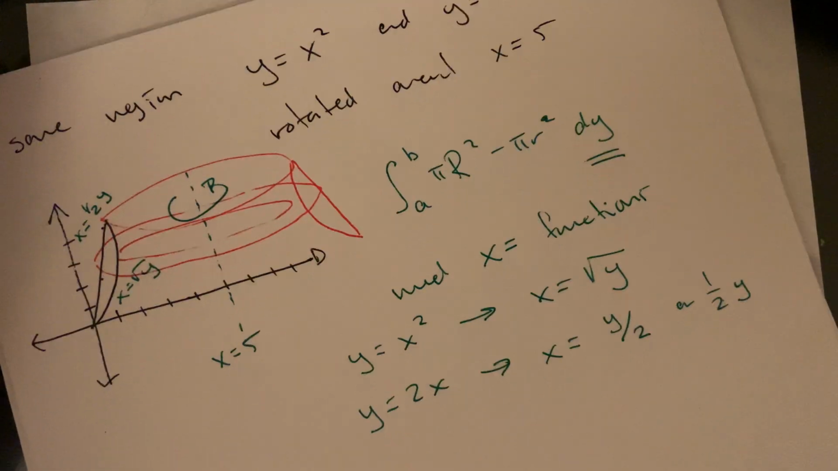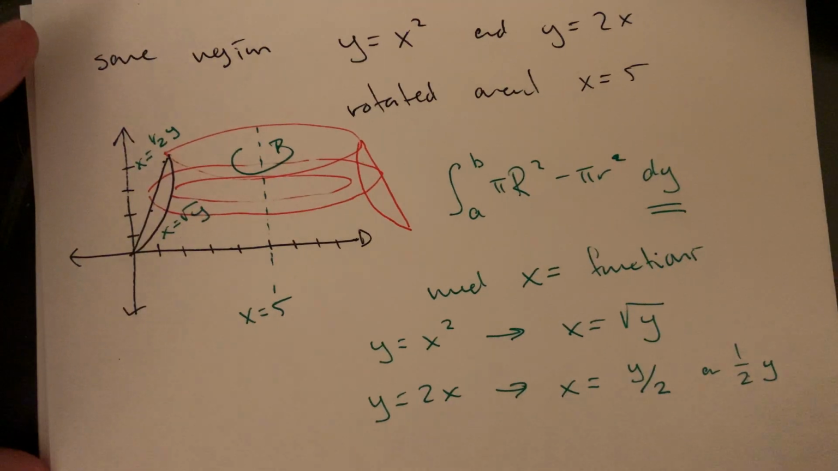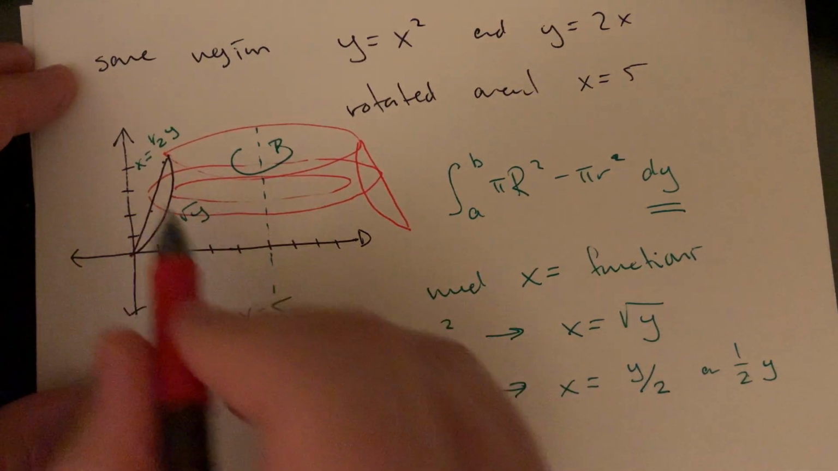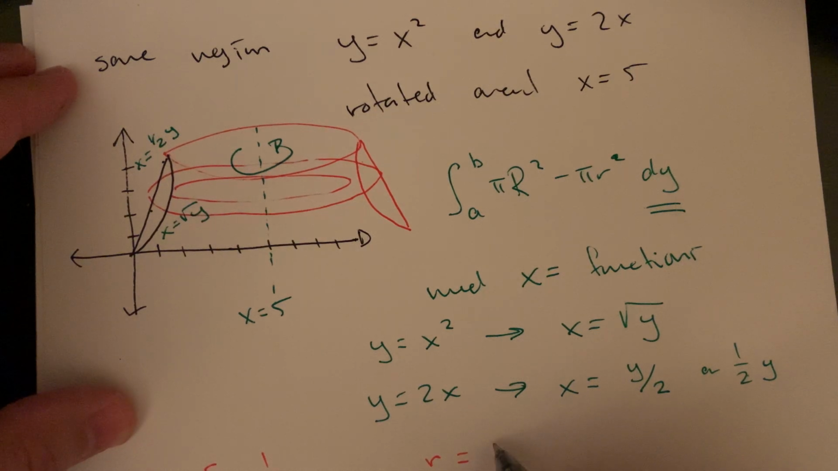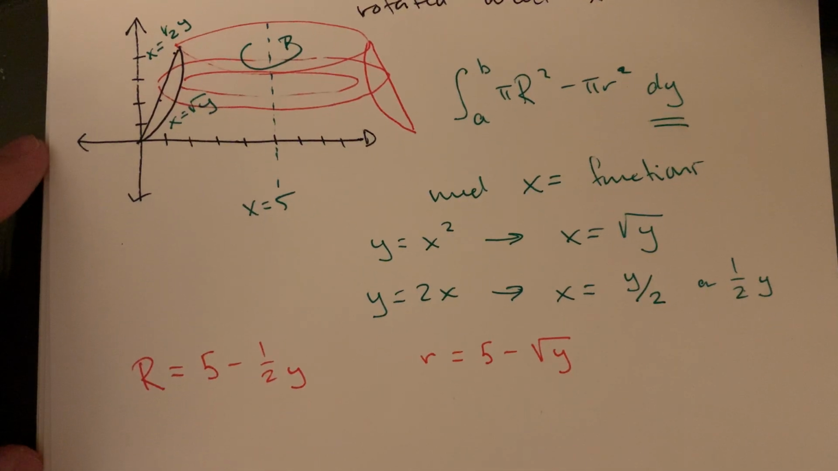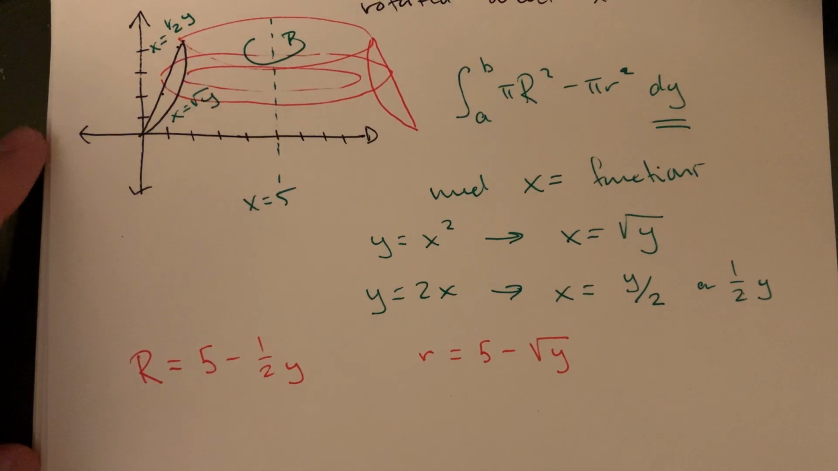So let's write this as, your outer radius would be 5 minus 1/2 y. Your inner radius would then go to the root, 5 minus root of y. Something like that.